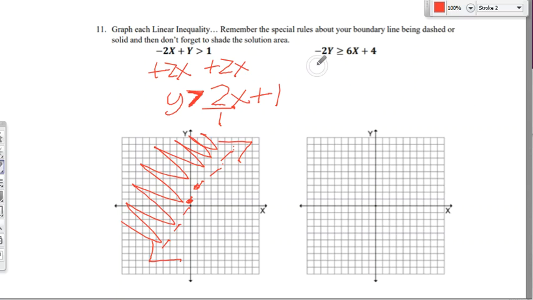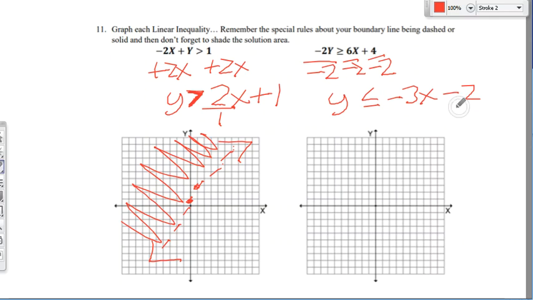Okay, next one, we are going to divide everything by -2. Remember, when you're solving an inequality and you divide by a negative, you have to flip the inequality symbol. Okay, so to graph this one, we know it crosses the y-axis at -2. We know the slope is down 3 to the right 1. This time our line is going to be solid.